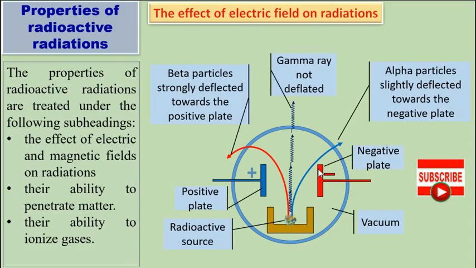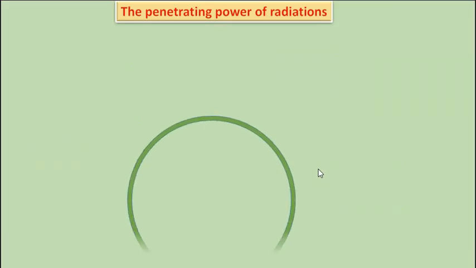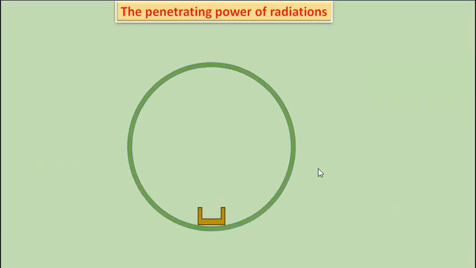So now we're going to look at the next one. The ability of these radiations to penetrate matter, pass through materials. That's what you call the penetrating power of this radiation. Now, how strong are they? Are they powerful enough to pass through some materials? Can we study together? Then I have my radioactive source. Now let's see what is going to happen.